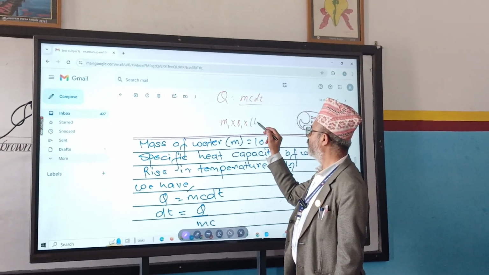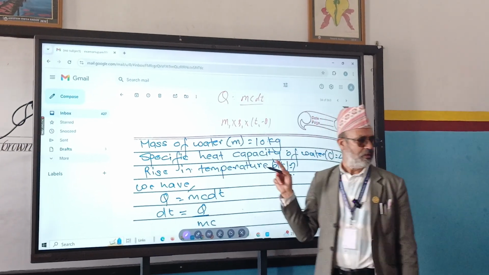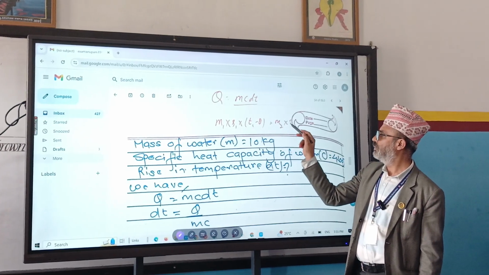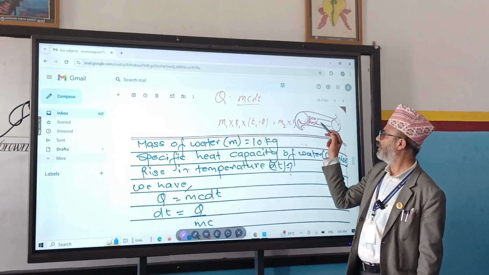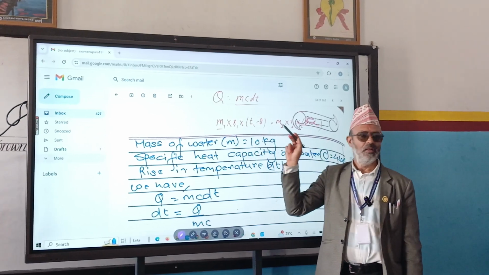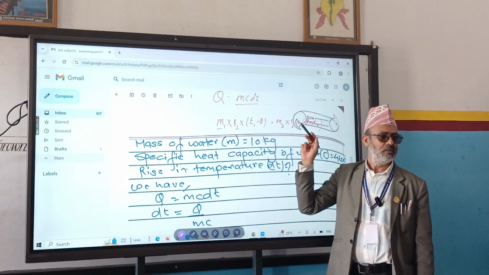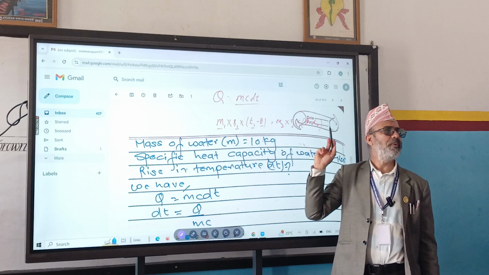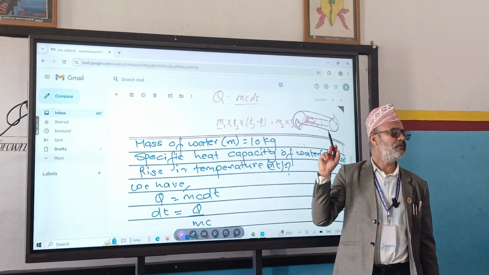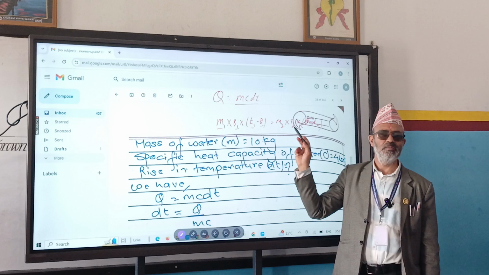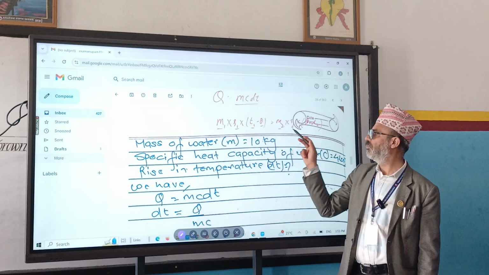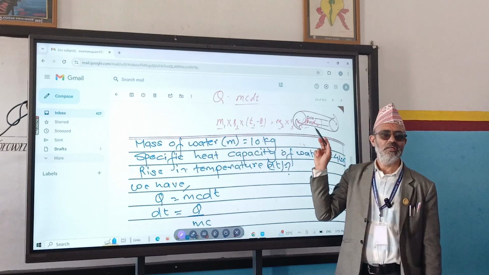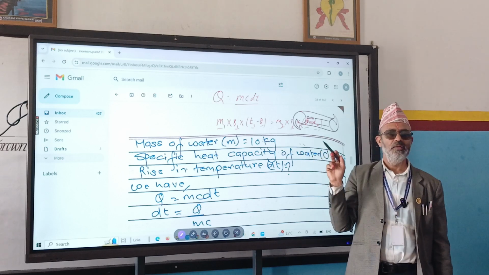M1 S1 (T1 minus theta) equals M2 S2 (theta minus T2). What is your M1? Mass of hot body. S1, specific heat capacity of hot body. What is T1? Temperature of hot body. What is theta? Final temperature. Q is heat lost or gained. Theta is final temperature. M2, mass of cold body. S2, specific heat capacity of cold body. Theta, final temperature. T2, temperature of cold body.